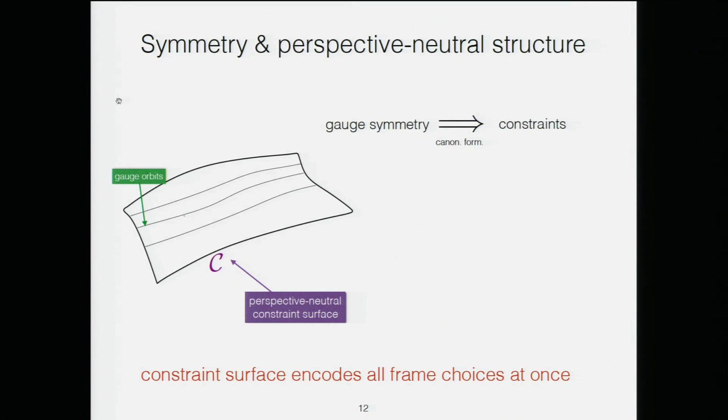What we want is that frame perspectives classically are really phase space descriptions. And there's also redundancy in this constraint surface, both due to the constraints, an algebraic redundancy there, and due to the gauge symmetry, a redundancy in the variables. But the theory doesn't tell you which of these are redundant. That's a choice you have to make. And what I want to argue is that the choice of reference frame basically amounts to choosing which degrees of freedom you will label as redundant and get rid of. So in that sense, the constraint surface is perspective neutral. It encodes all frame choices at once.